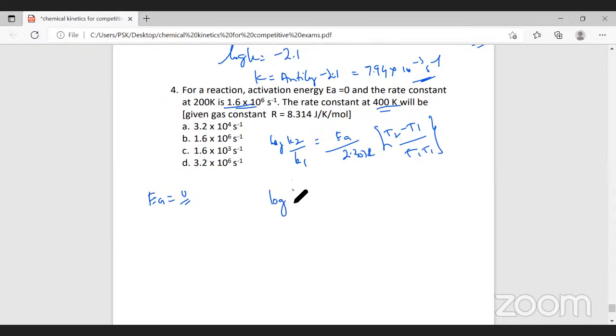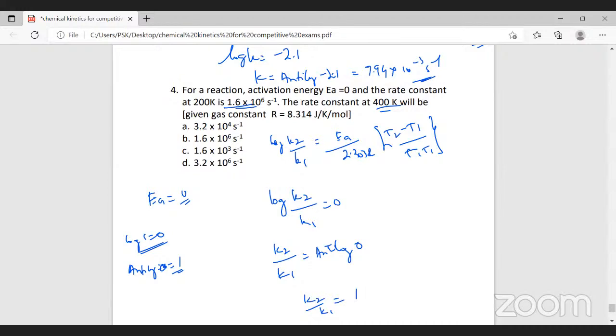can I say log K2 by K1 is equal to 0? Yes or no? Yes, sir. See, if I bring log to the other side, what will happen? Anti-log of 0. Log 1 is 0. That means anti-log of 0 should be what? 1. Correct. Log 1 is 0, so anti-log of 0 should be the opposite of that, it should be 1.